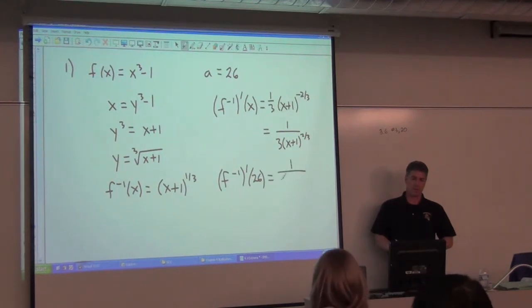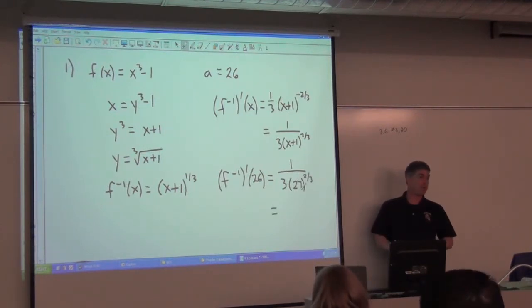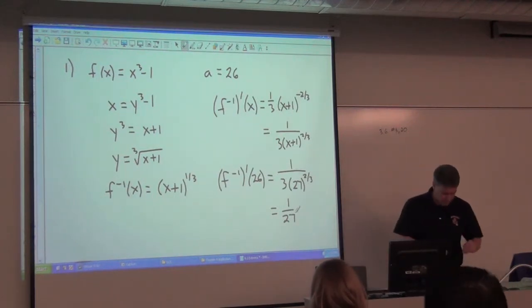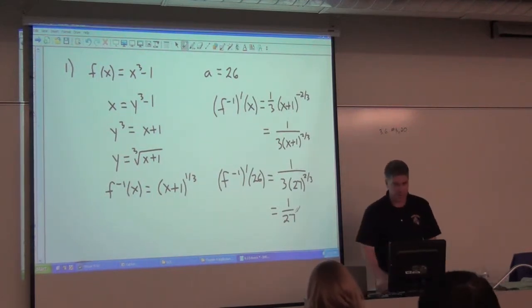We get 1 over 3 times 26 plus 1, which would be 27, to the 2/3. Right, cube root of 27 is 3. 3 squared is 9 times 3 is 27. We get 1 over 27. Right, was that the right answer? It was. Okay, so I'll check it.